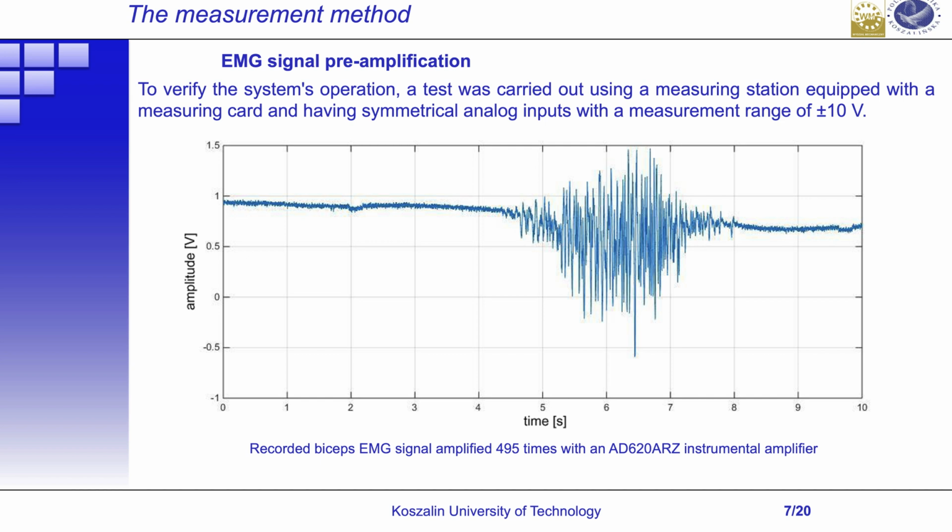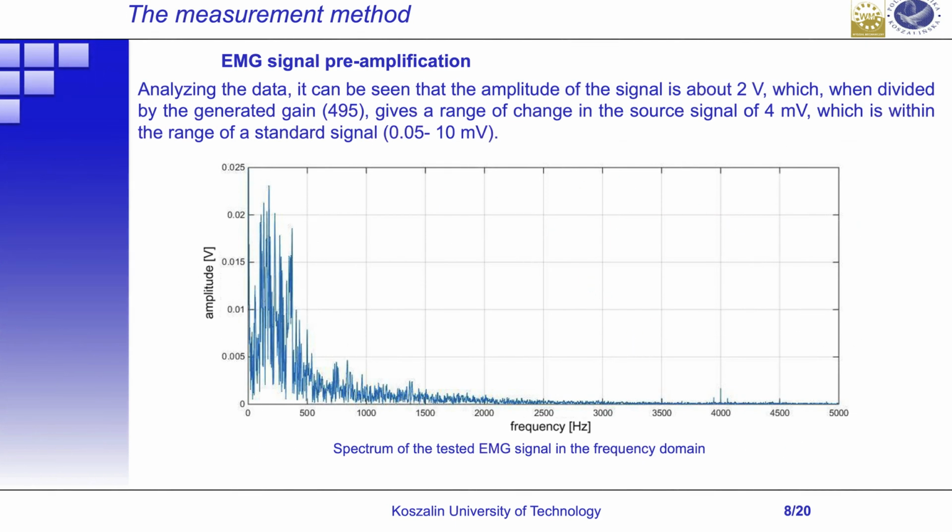The signals from the biceps muscle were recorded at a sampling frequency of 10 kHz. The recorded signal of a single contraction is shown in the picture. Analyzing the data, it can be seen that the amplitude of the signal is about 2 V, which, when divided by the generated gain, 495, gives a range of change in the source signal of 4 mV, which is within the range of a standard signal.